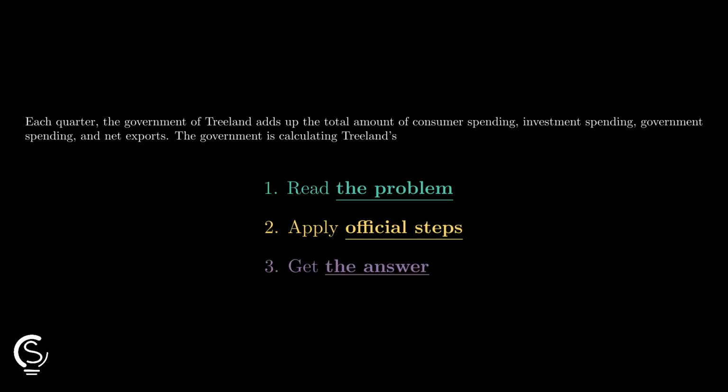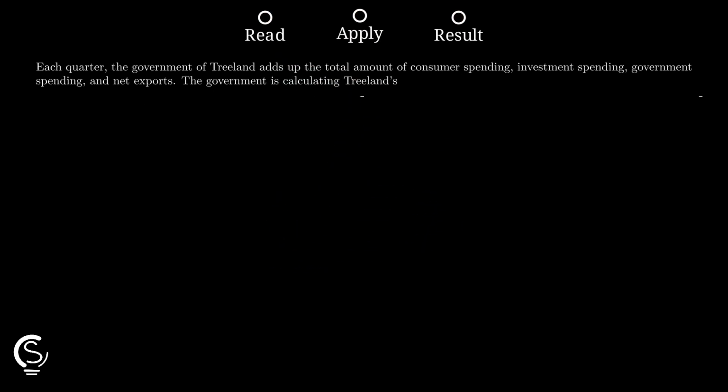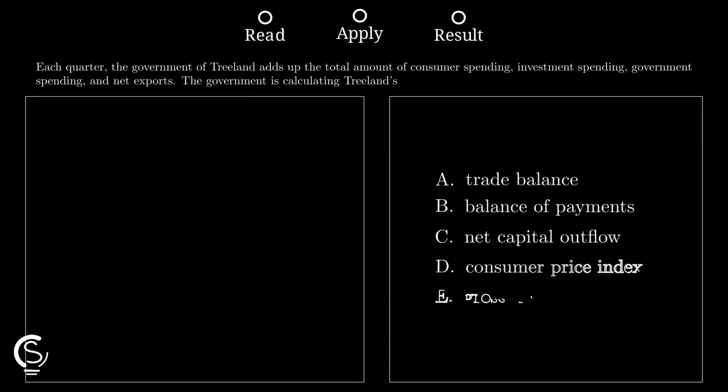Treeland is adding consumer spending, investment, government spending, and net exports to find a specific economic measure. Let's solve this and get the answer. First, we need to recognize these four specific categories. Consumer spending, investment, government purchases, and net exports are the standard components used to measure the total value of all final goods.